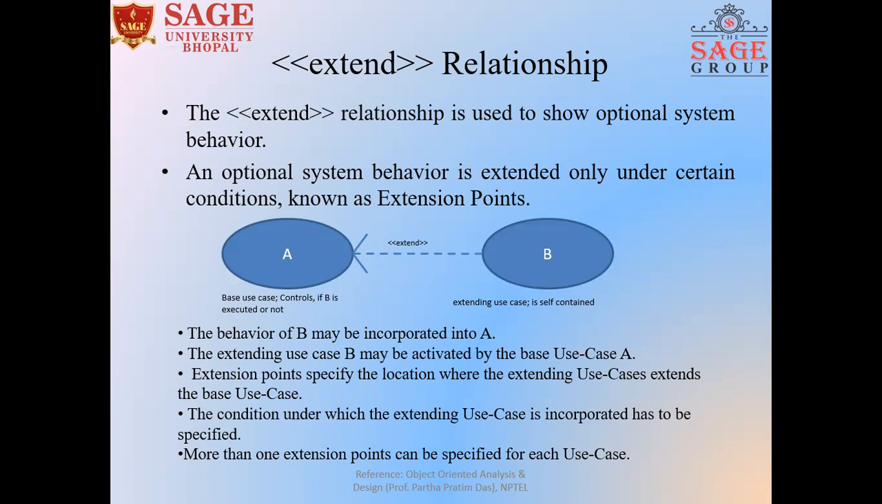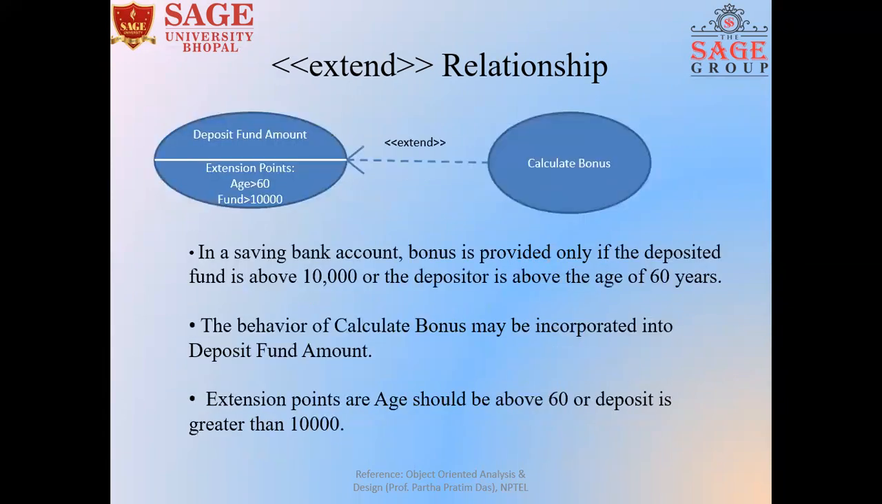Let's take an example of the extend relationship. Now, we have two use cases. One use case is deposit fund amount and another use case is calculate bonus. In that case, deposit fund amount is the base use case and calculate bonus is the extended use case. So here you can see we have defined two extension points: if age is greater than 60 or fund is greater than 10,000.